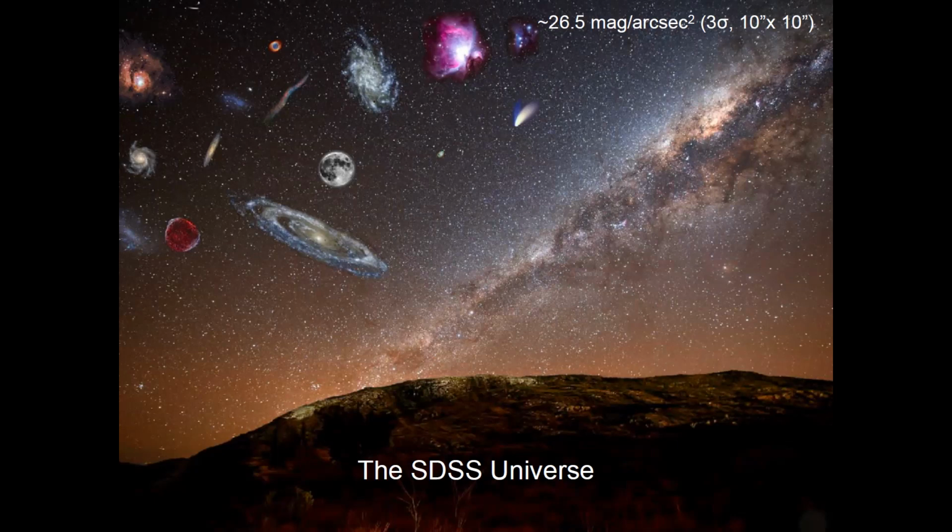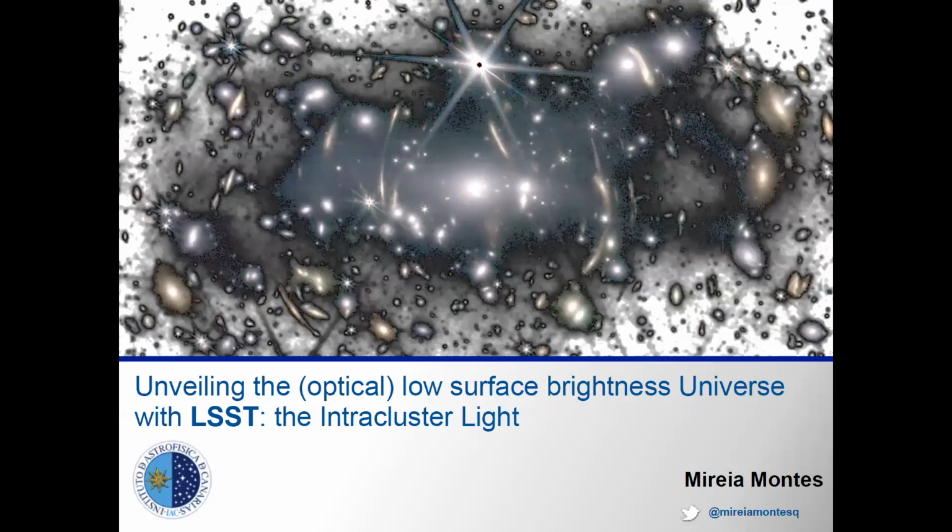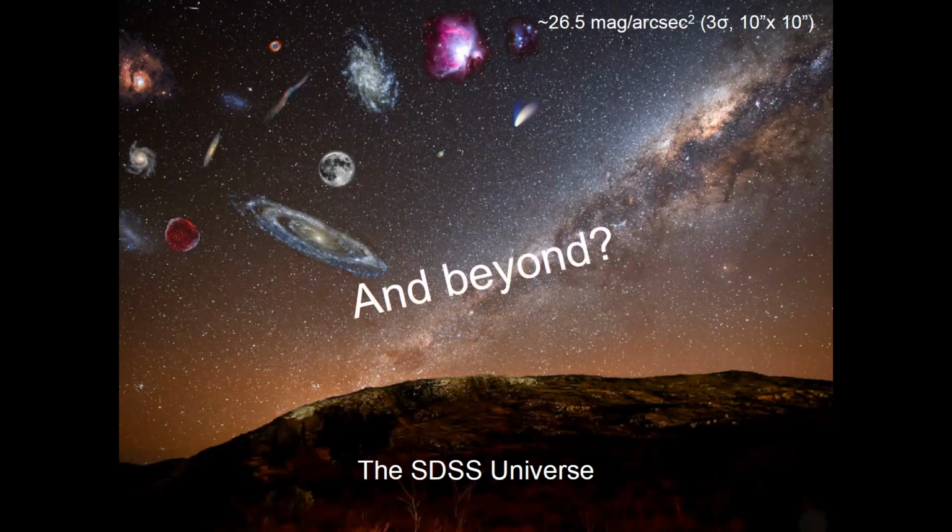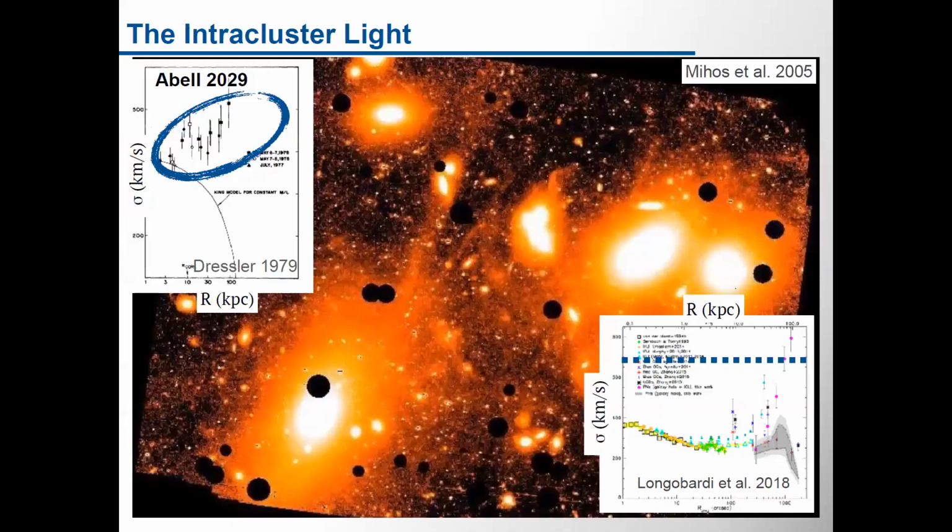So that means that our knowledge of the universe is biased towards things that are brighter than this limit. Basically, we are biased to things that are bright and massive. But we know that there are things that are beyond what Sloan could observe. For example, if we take deep images of clusters of galaxies, we start seeing this diffuse light that fills the space between the galaxies of the cluster. And this is what we call the intracluster light.